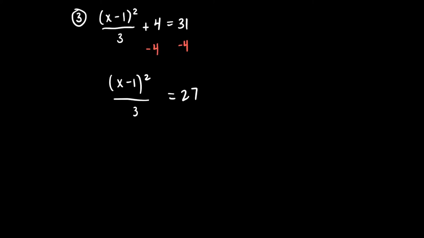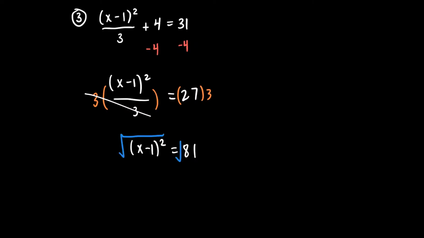Now from here, this is where I would multiply by 3. And when you do that, the 3's cancel. You'll get (x minus 1) squared is equal to 27 times 3, which is 81. From this point, a lot of people want to add 1, but you can't add 1 because the 1 is inside the parentheses there. It would not help. So you're going to want to take the square root of both sides here. So we will apply the square root to both sides. Don't forget the plus or minus over here.